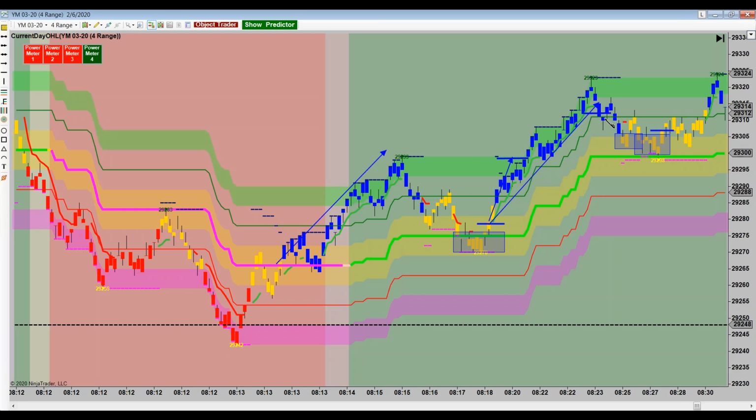Now, can you do this manually? Of course. Could you put a buy limit order down here, and when that came up through here, you were long? Yes, of course. Could you hit a market order while it's right here? Absolutely. So there's many ways to get in.